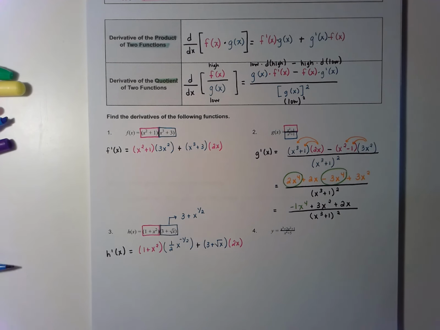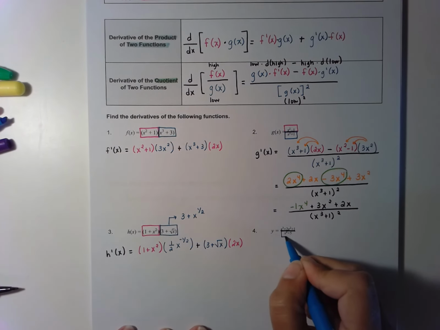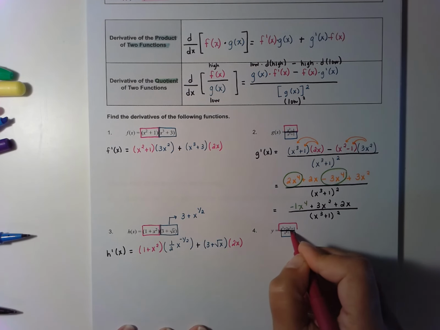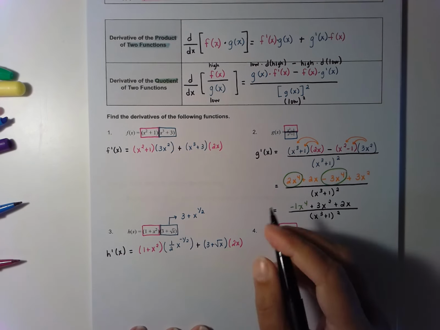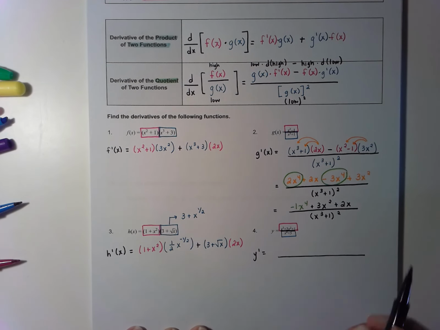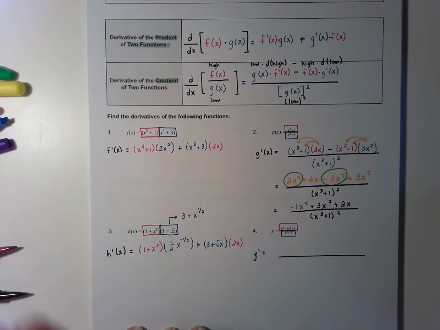For problem number 4, we're doing quotient rule because we have the quotient of two functions. So here's my low and here's my high. Again, I'm going to sing you the song. I know it sounds silly, but it really will help you remember if you sing it to yourself. So the problem is going to go low D high minus high D low, and low squared goes down below.